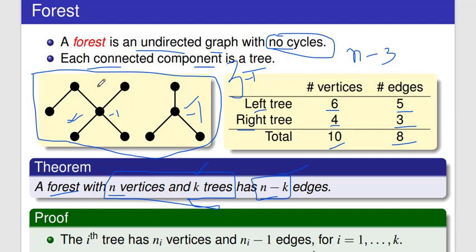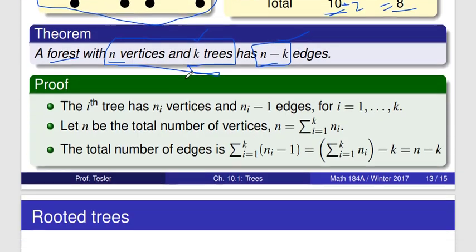Okay, so let's assume that this is a forest. We now have 10 vertices. If we want to count edges, since there are 2 trees, we just take 10 minus 2, which is equal to 8. So this is the forest.